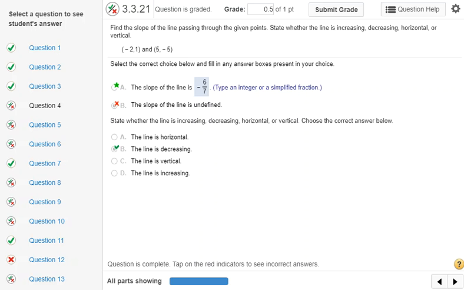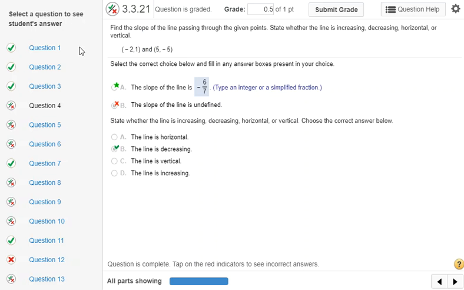Going to take a look at a couple of the homework questions from section 1.4a. They're already worked through right here, but we can look at answers that were submitted, and then we can try to determine how we could have come up with the correct answers. So this first question asks us to find the slope of the line passing through the given points, then state whether it's increasing, decreasing, horizontal, or vertical.